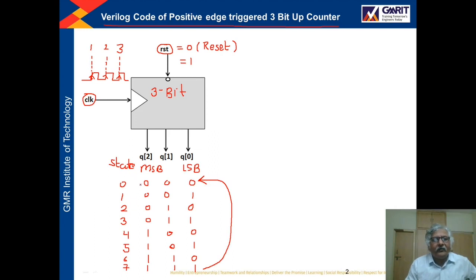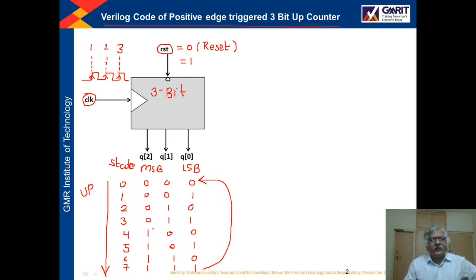Now again with the next clock, it will go to state 1, then 2, then 3. So in this way it is counting up, right? 0 1 2 3 4 5 6 7, like this it is counting. So that's why it is an up counter, right? It is counting upward from 0 to 7. Due to this, it is an up counter.